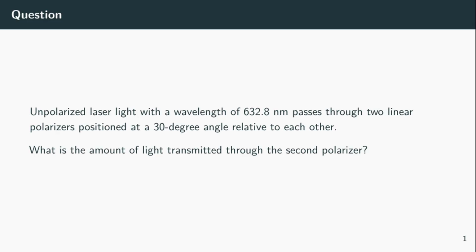Okay, let's dive into a polarization problem. Here's the question we're looking at. Imagine you have unpolarized laser light with a wavelength of 602.8 nanometers. This light passes through two linear polarizers. The cool thing is, these polarizers are positioned at a 30-degree angle relative to each other. The question is, what is the amount of light that actually gets transmitted through that second polarizer?